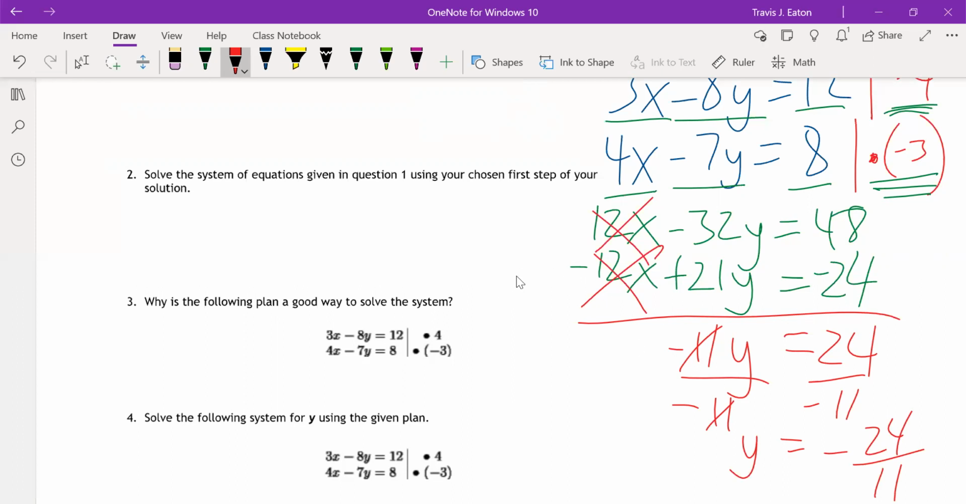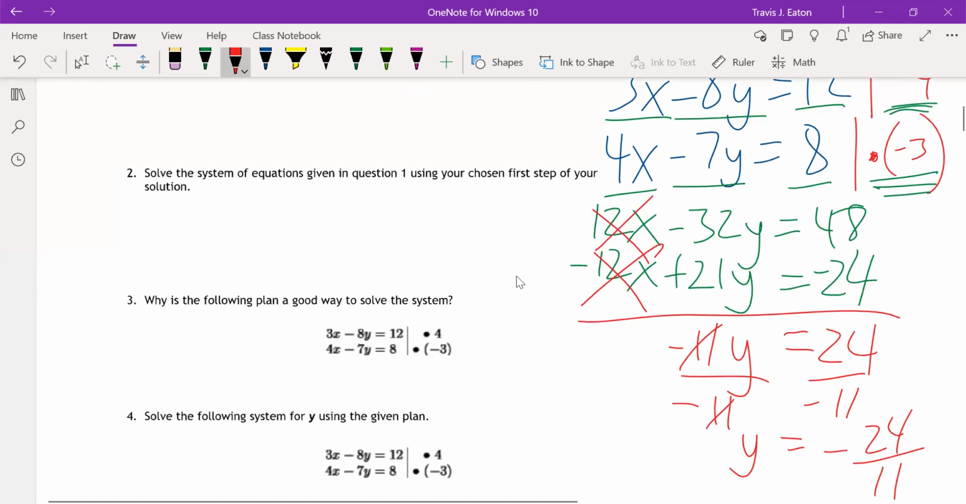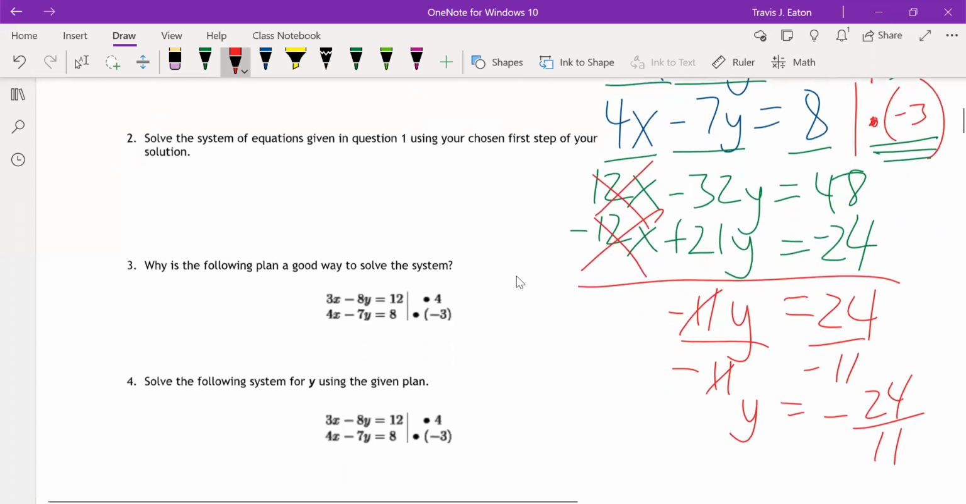That's the solution for y. Now, I'm going to hold off on solving for x because unlike you, I know what's around the corner. And looking ahead here, right around the corner says, why is the following plan a good way to solve this system? Well, because when you look at this, this is exactly what I planned to do. Why is it a good plan? Well, because it eliminates the x variable so I can solve for y, just like what I said.